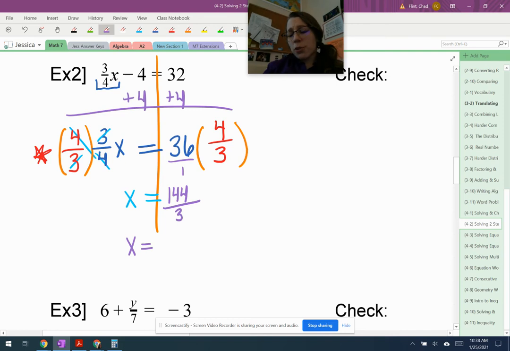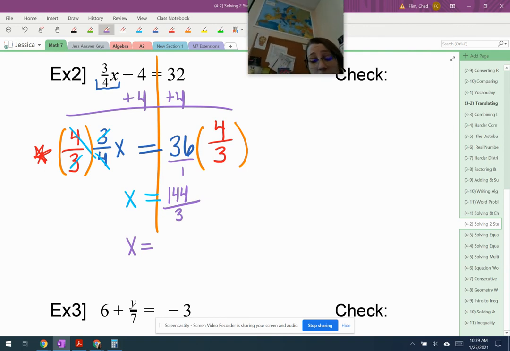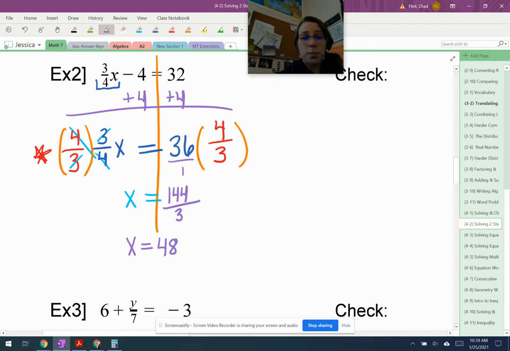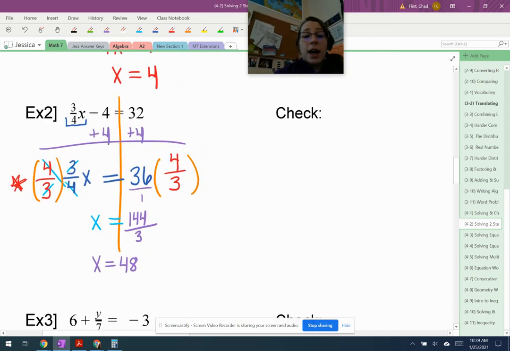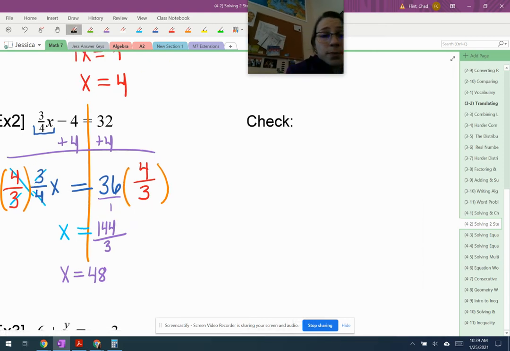So then 144 divided by 3, again, check that division, see if that comes out nicely. And it just so happens that it does come out nicely. And x ends up being equal to 48. And I will do my check next.